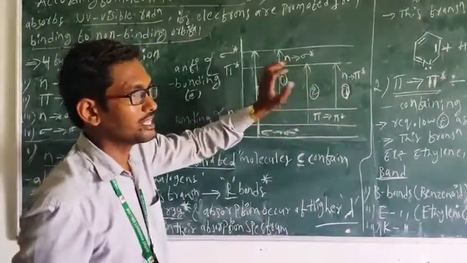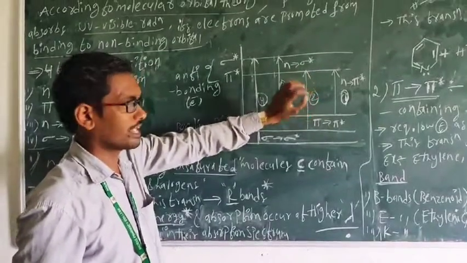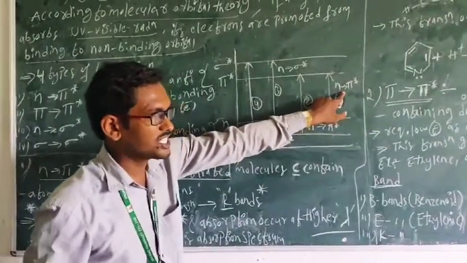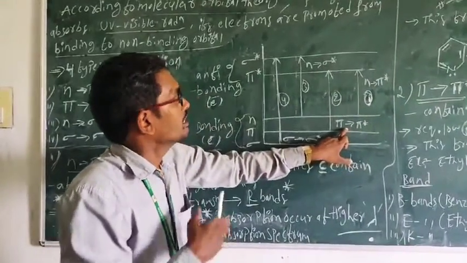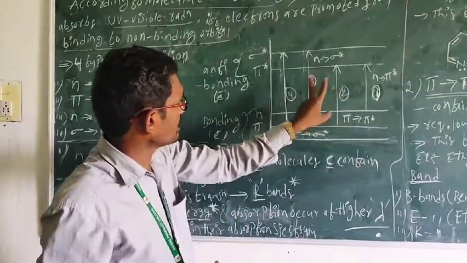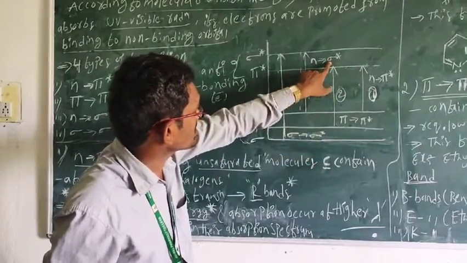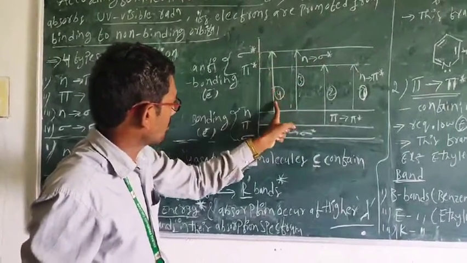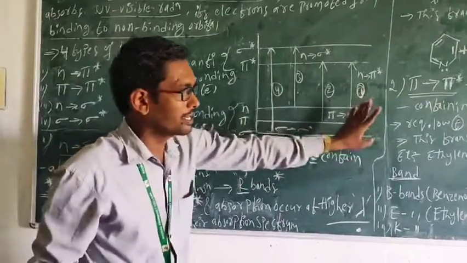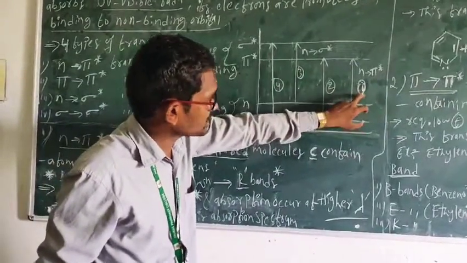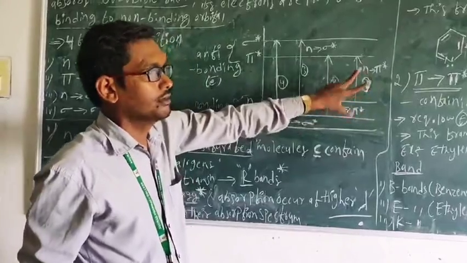This is the energy required for transition. The n to pi star transition requires the lowest energy. Then the pi to pi star transition requires low energy as compared to the remaining. The n to sigma star transition requires more energy. And sigma to sigma star requires very high energy as compared to the remaining. Among all, the n to pi star transition requires the lowest energy.